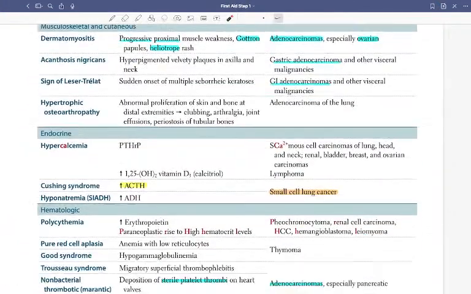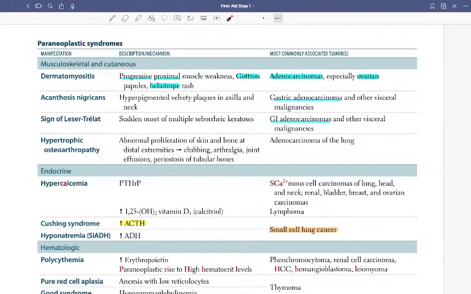This is dermatomyositis, Gottron's papules. We did have heliotrope rash. They always give the picture. Adenocarcinoma, ovaries. Acanthosis nigricans, velvety plaques: gastric adenocarcinoma, visceral malignancies. Sign of Leser-Trélat: GI adenocarcinoma, sudden onset multiple seborrheic keratosis. Hypertrophic osteoarthropathy, clubbing, adenocarcinoma of lung, arthralgia, joint effusion, periostosis.